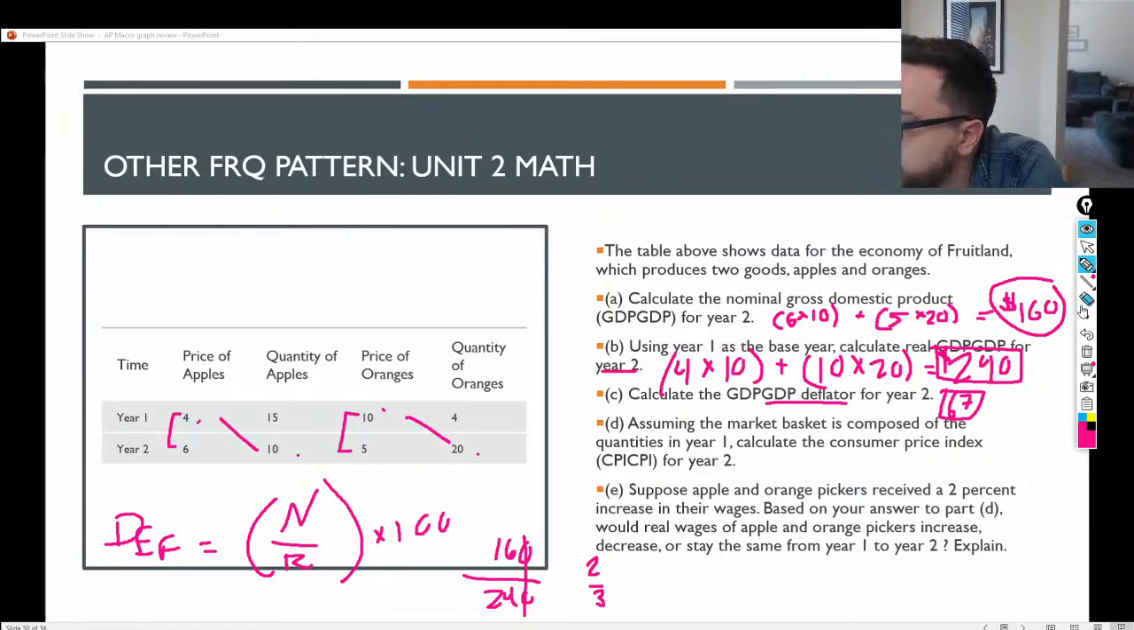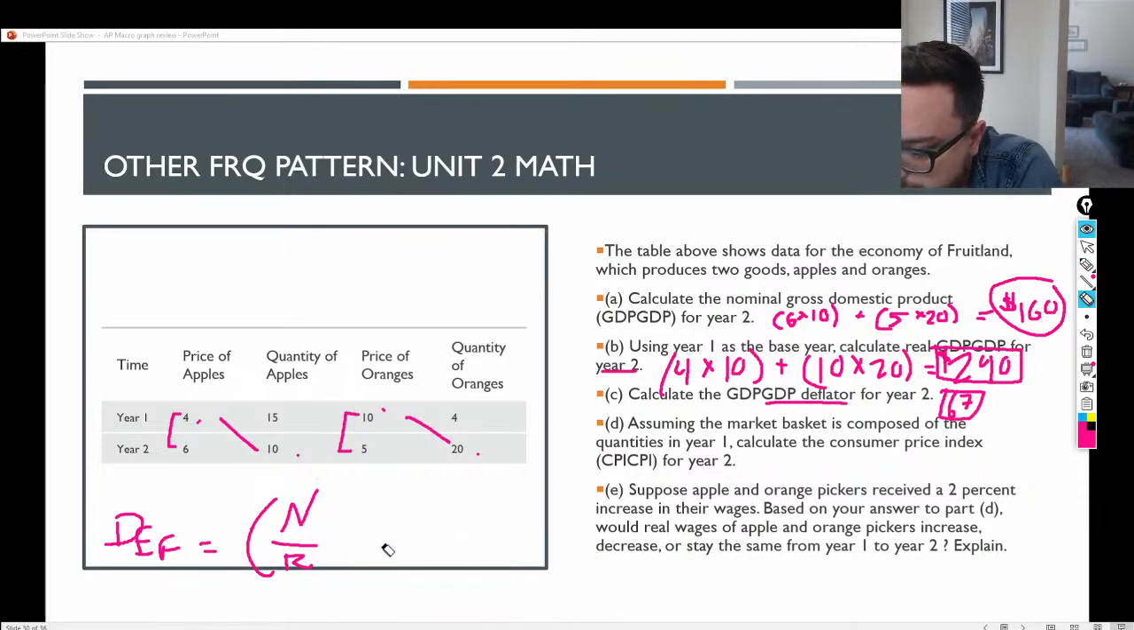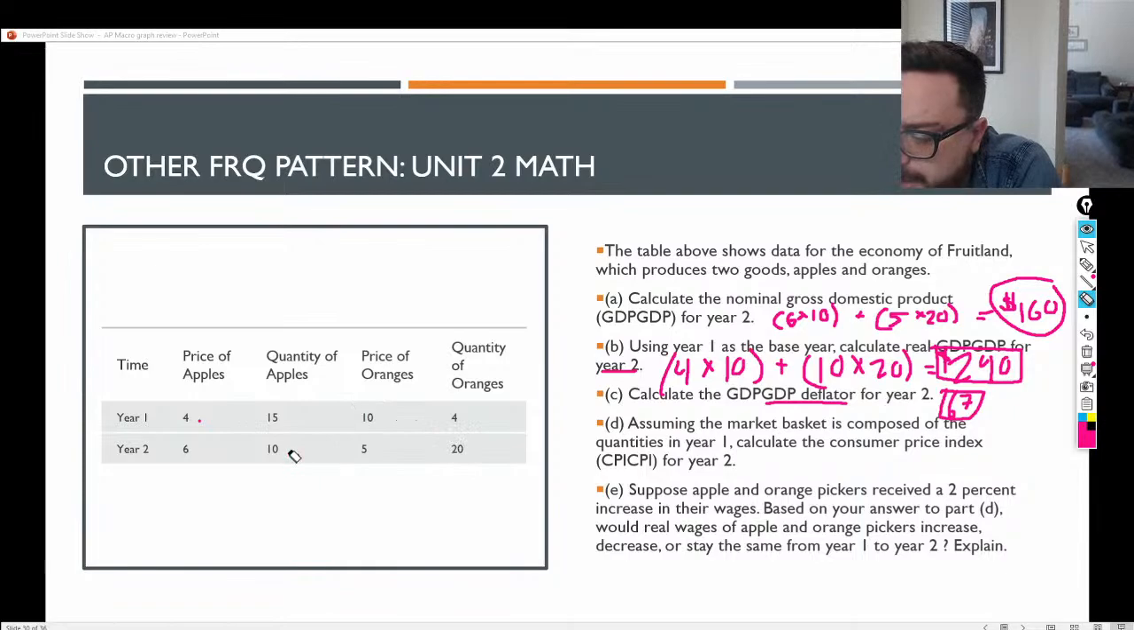Okay, D. This is the part kids got really messed up by. D is where kids got completely knocked off their socks. They're like, how do I find CPI without a market basket, Mr. McRitchie? I don't get it. Because the CPI formula is the price of a market basket in the current year over the price of the market basket in the base year. And they got really messed up by that.